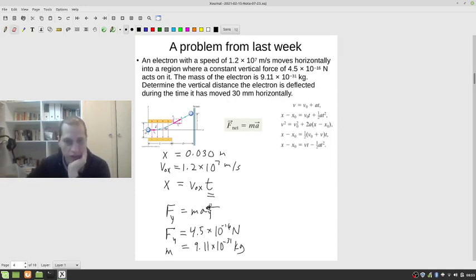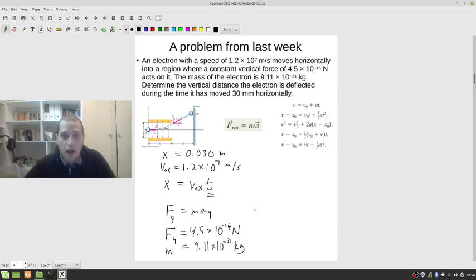The only conceptually tricky part, and there's not a lot that's conceptually tricky here, is that the numbers are a little difficult to wrangle. Here you're going to get a time that's very tiny because the speed of the electron is very big, and here you're going to get a force that's really big because the mass of the electron is really small.